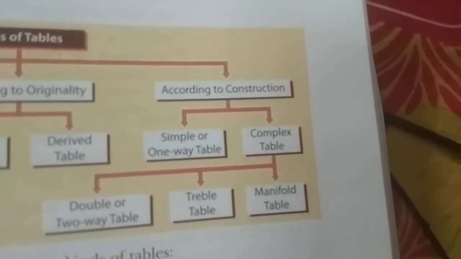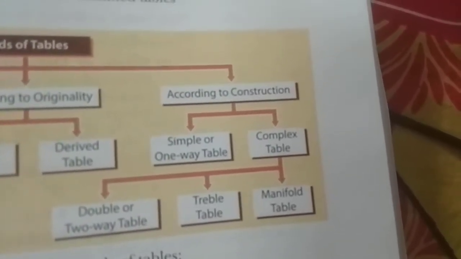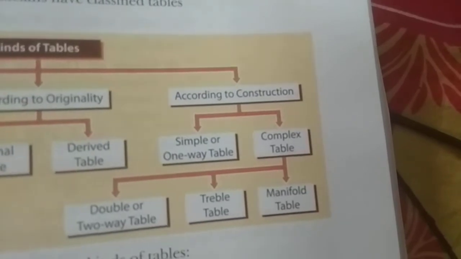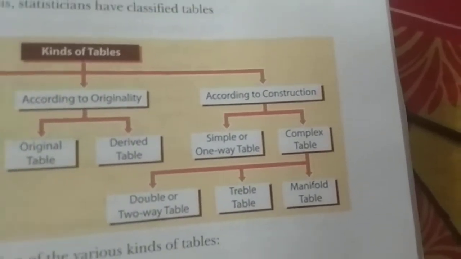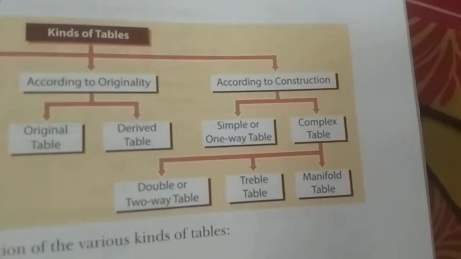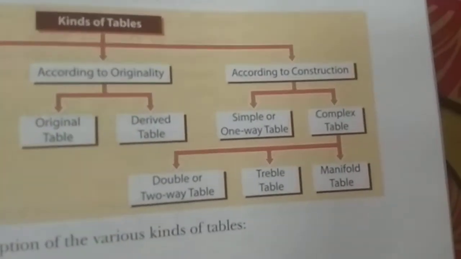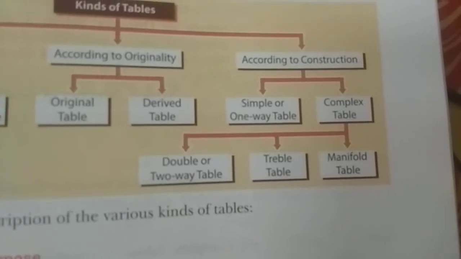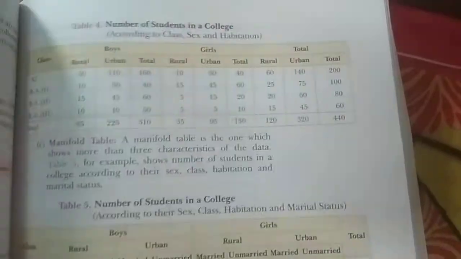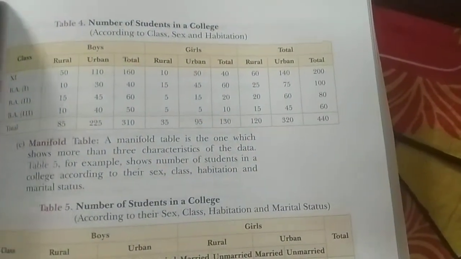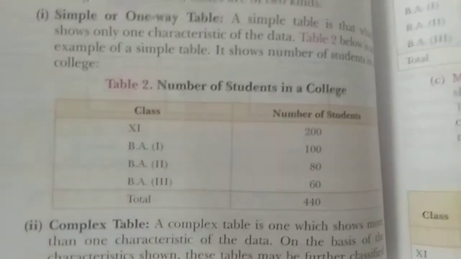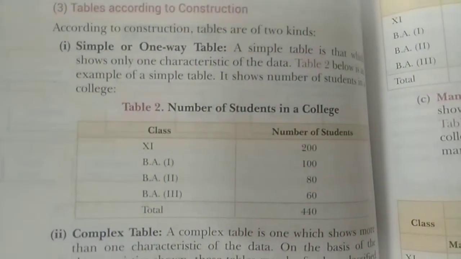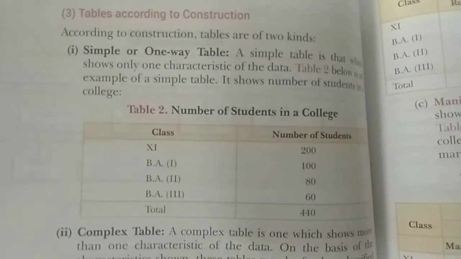Third is according to construction: simple table and complex table. A simple table is a one way table on the basis of dichotomy, like boy and girl, rural and urban, or when the data is on the basis of yes or no, whether it is or not. I can show you the proforma of a simple table. This is a simple table. We have class and number of students, a simple one way table which shows only one characteristic of the data.